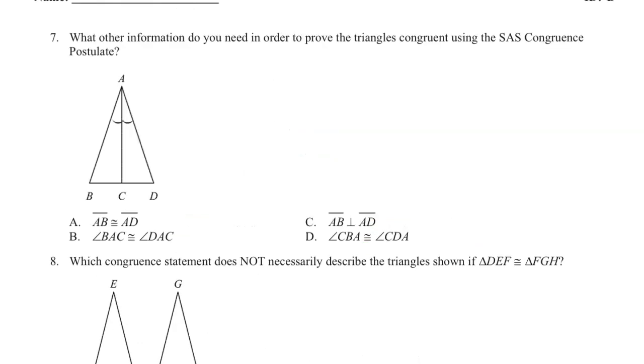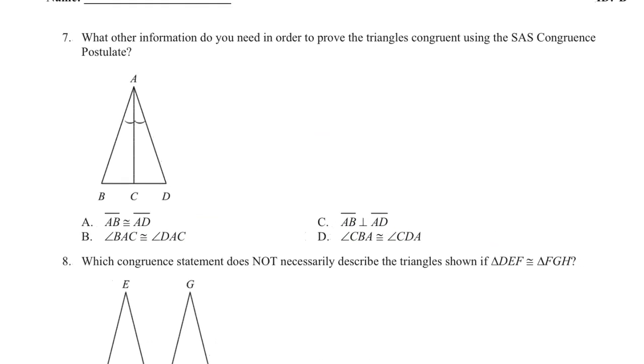What other information do you need in order to prove the triangles are congruent using side, angle, side congruence? So we know that this angle and this angle are congruent, and we know that they share a side. So it says they want to use side, angle, side. So we need this segment, which is segment BA, to be congruent to segment DE, and that would be side, angle, side.